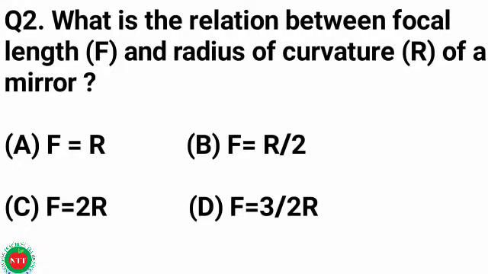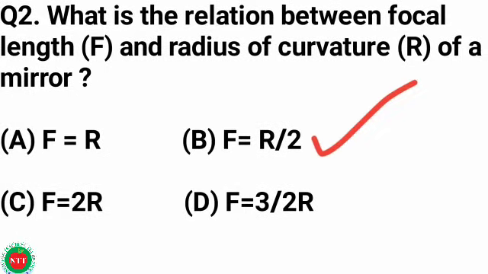Question number 2: What is the relation between focal length f and radius of curvature r of a mirror? A, f is equal to r; B, f is equal to r by 2; C, f is equal to 2 by r; D, f is equal to 3 by 2r. And the right answer for this question will be B, f is equal to r by 2.